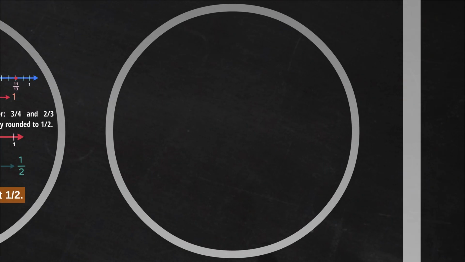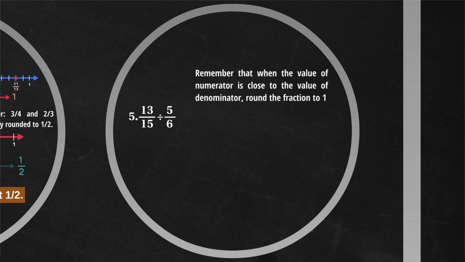Let's solve the third example. We will round 13 over 15 divided by 5/6. Remember that when the value of a numerator is close to the value of the denominator, we round the fraction to 1. As usual, we will round the first term, 13 over 15. As you see, 13 is very close to 15, so 13 over 15 is rounded to 1.